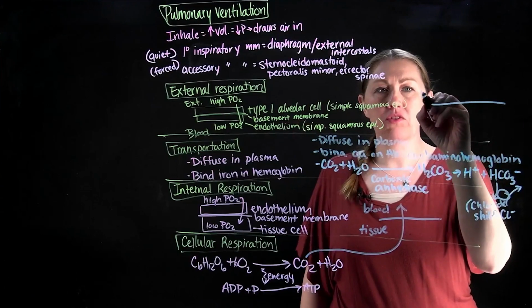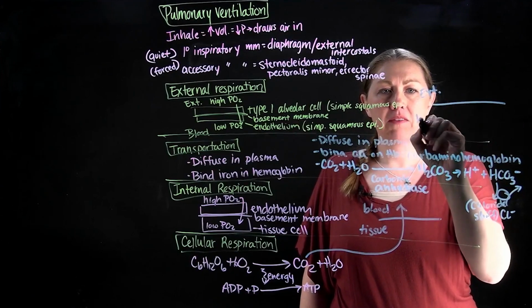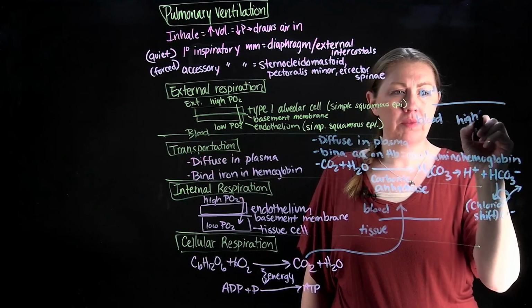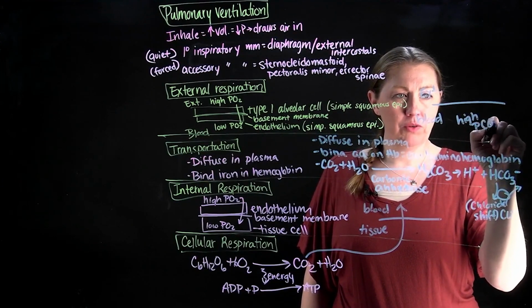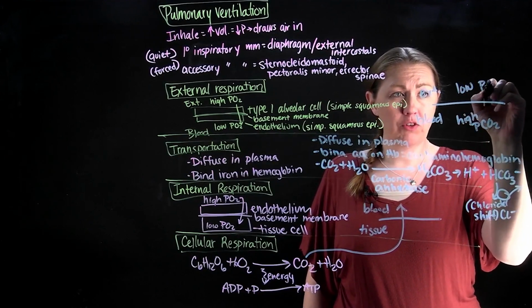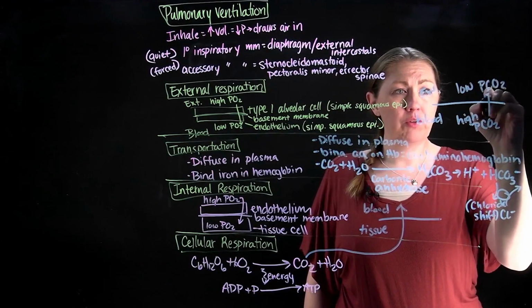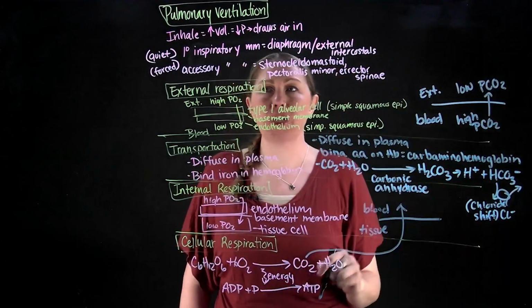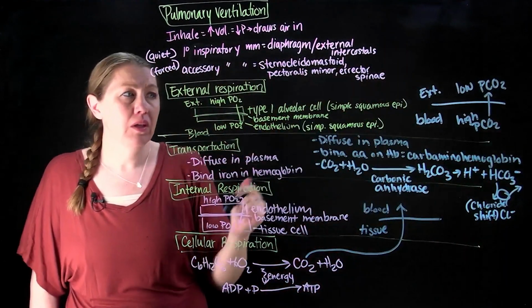So if you remember, we have our external environment, and then we have our blood. And over here, we have a high concentration, so high partial pressure of CO2. And then in the external environment, it's low. So low partial pressure of CO2. And so we'll diffuse back across the membrane that way. Okay, so now we've done our external respiration. Now we got to exhale. So how do we do that?